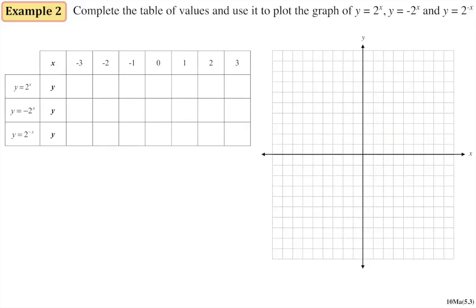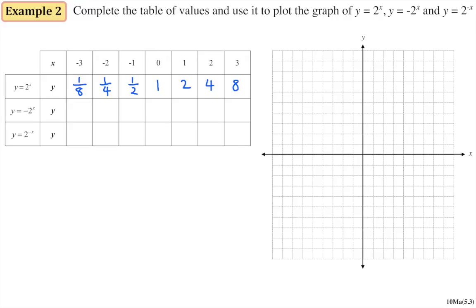Now, question 2 says to do the same thing again, but we're changing things up. 2 to the power of x, -2 to the power of x, and 2 to the minus x, and we'll see what happens. So I'll do the first one, 2 to the power of x. We've already done this, so we can actually do this one quite quickly. Anything to the power of 0 is 1. 2 to the power of 1, 2 squared, 2 cubed, and you can see that from the previous exercise.